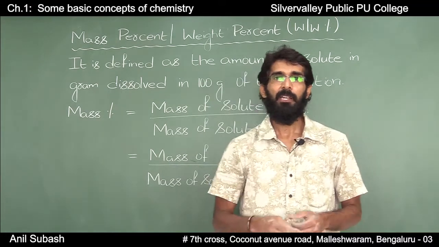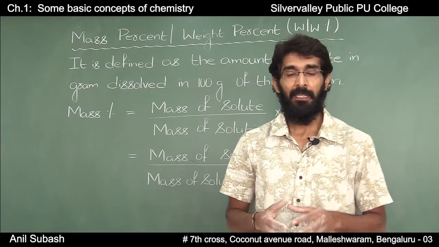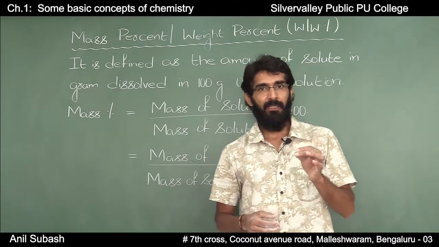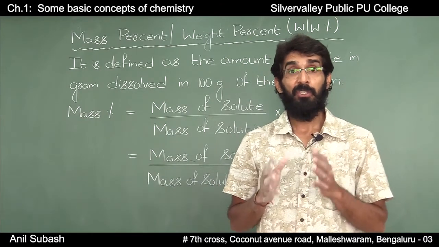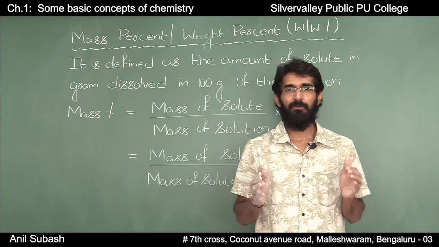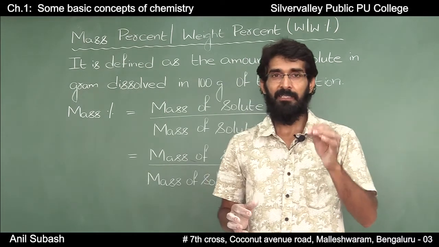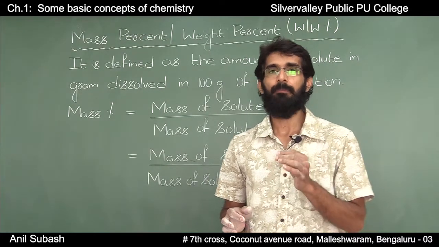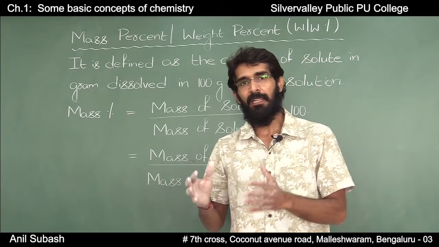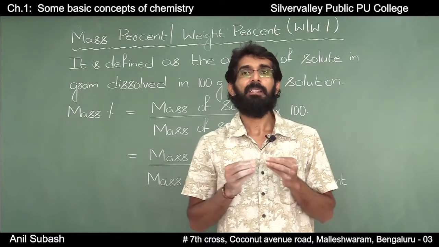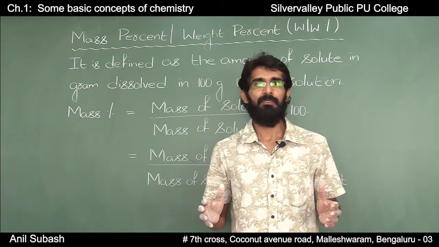For example, if I want to prepare 10% sugar solution, then I need to dissolve 10 gram of sugar in 90 gram of water so that the total mass of the solution will be 100 gram, and that represents 10% sugar solution. That is 10 gram of sugar in 90 gram of water or 10 gram of sugar in 100 gram of the solution.